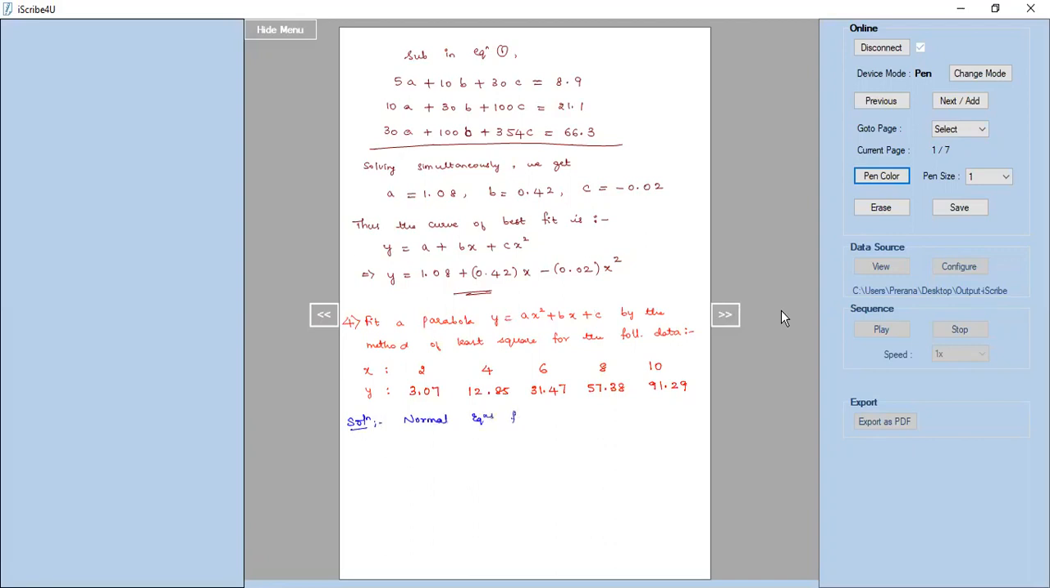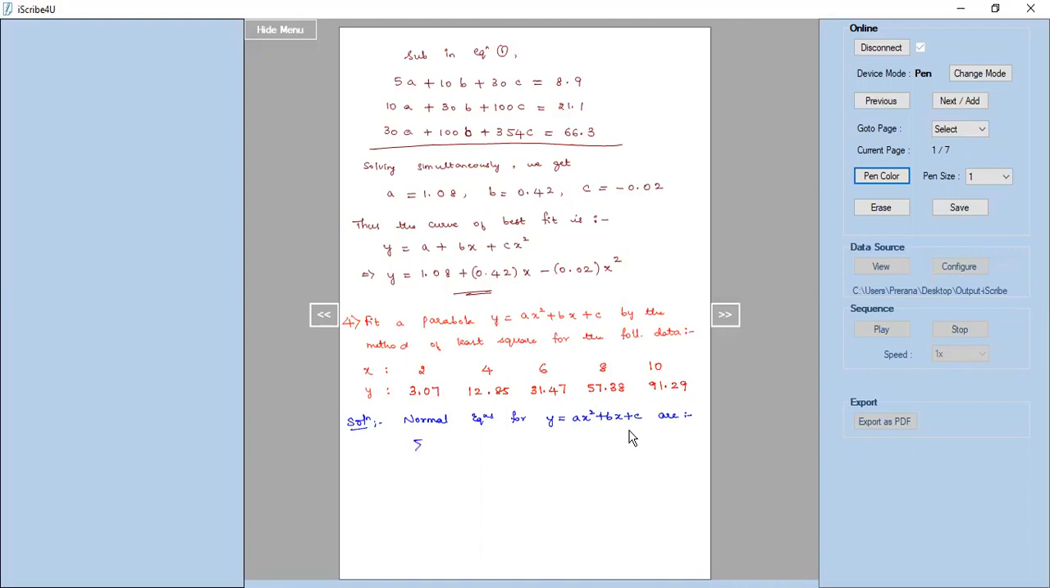Normal equations for y is equal to ax square plus bx plus c are, so since it is a parabolic equation, three constants involved, a, b, c, we'll have to write down three equations. The three equations will be, first one directly taking sigma throughout, second one we multiply by x and take sigma throughout, third equation multiply by x square and take sigma. So let us do that.